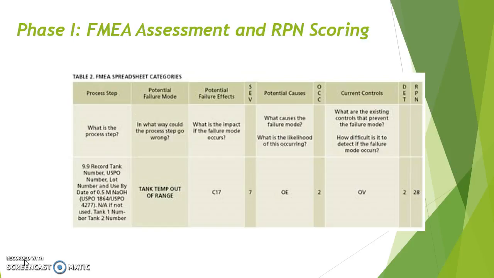This is phase 1, FMEA assessment and RPN scoring. Here we see a table of a process. This process table consists of a potential failure mode, potential failure effects, severity, potential causes, occurrence, current controls, detectability, and RPN. We have ratings for severity, occurrence, and detectability. RPN is the product of severity, occurrence, and detectability.